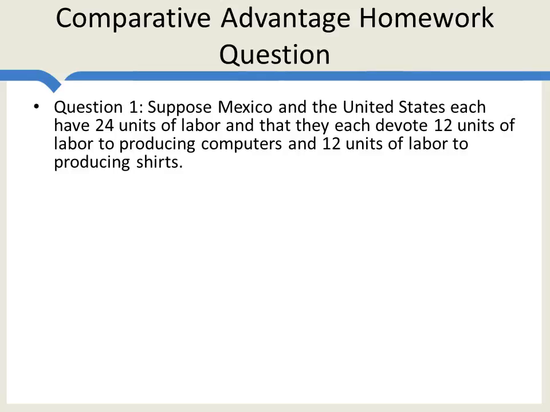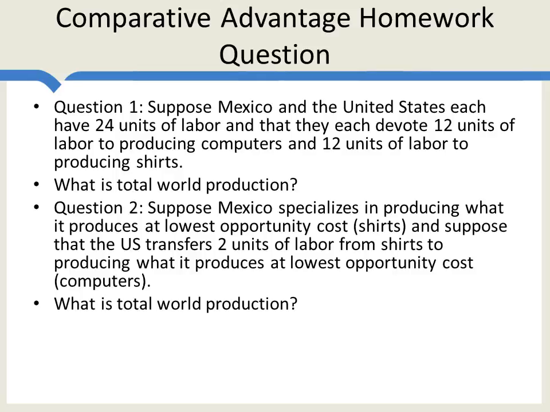Let's suppose that Mexico and the United States each have 24 units of labor, and that they each devote 12 units of labor to producing computers and 12 units of labor to producing shirts. That will be our baseline scenario. So the question is, what is total world production in this scenario? That's question 1.